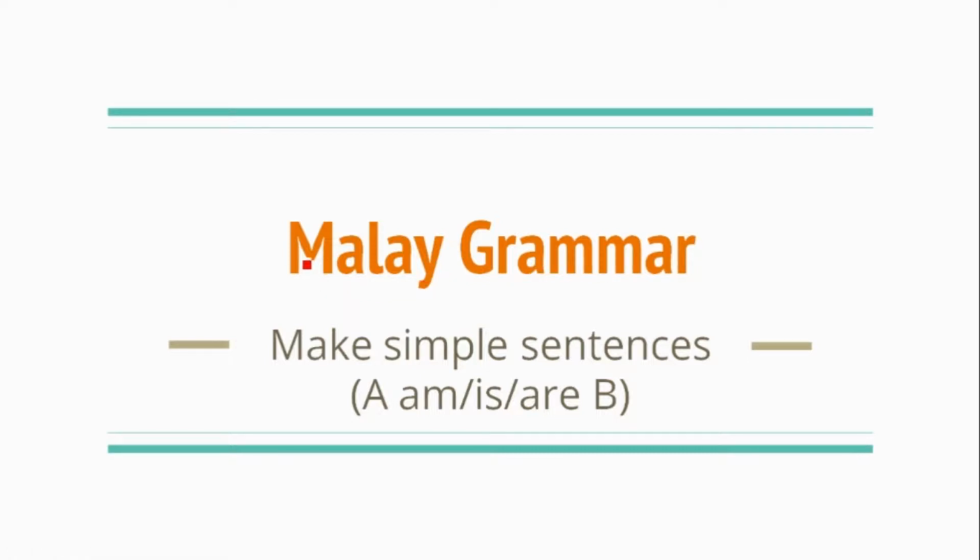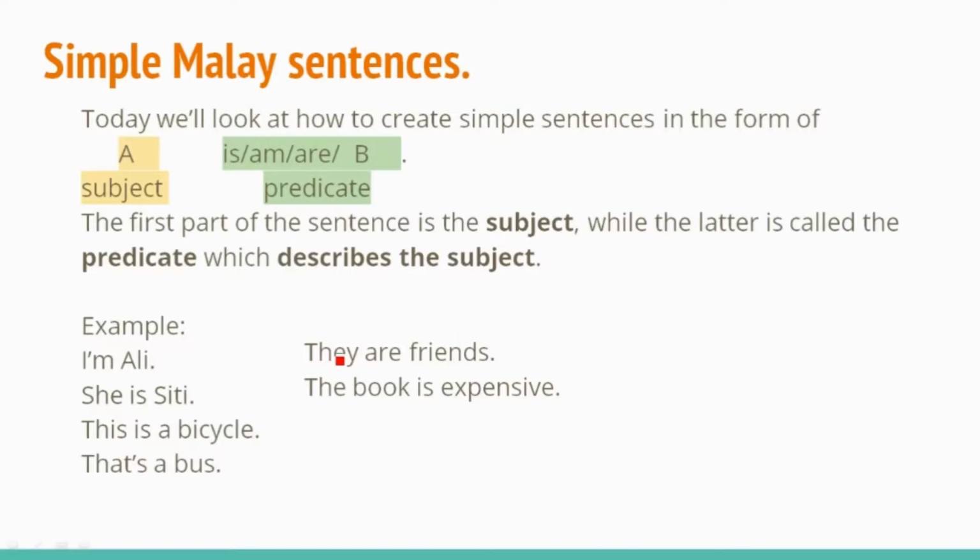On today's lesson, we will be learning about Malay grammar, and specifically how to make simple sentences in Malay. We will look at how to create simple sentences in the form of A, followed by is, am, are, be. The first part of the sentence is the subject, the main idea of what you're going to talk about, while the latter is called the predicate, which describes the subject.